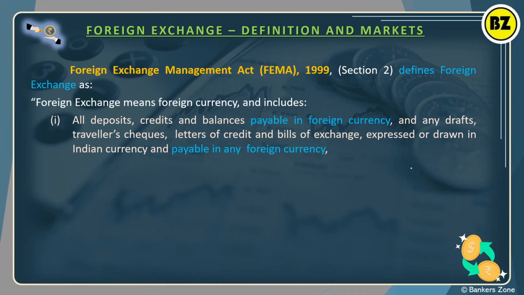Now see, according to FEMA, FEMA means the Foreign Exchange Management Act. Remember, FEMA stands for Foreign Exchange Management Act. According to FEMA 1999, section 2, it defined foreign exchange. So how can foreign exchange be defined? Broadly, we say foreign exchange means conversion of one currency to another.